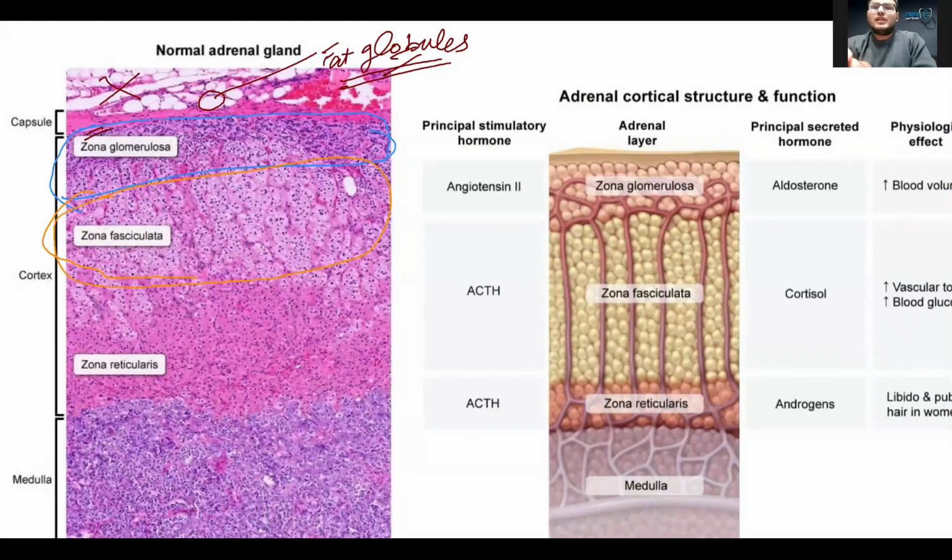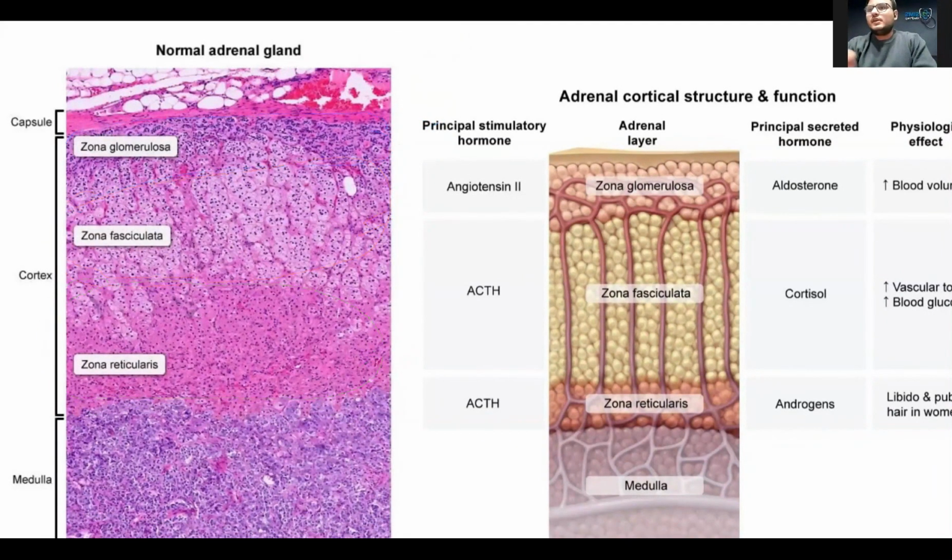And there is a zona reticularis. So you can see by the green color, this is zona reticularis. And the fourth with a black color, that is medulla. This is medulla. Okay, this is the zona reticularis. Okay, this is the zona fasciculata, and this is the zona glomerulosa.